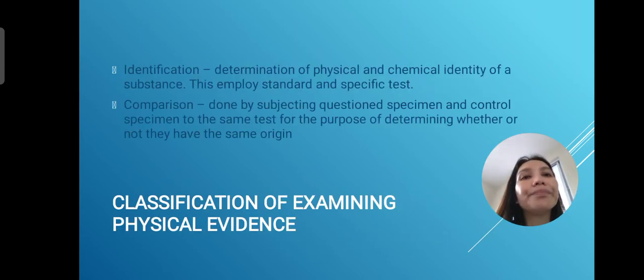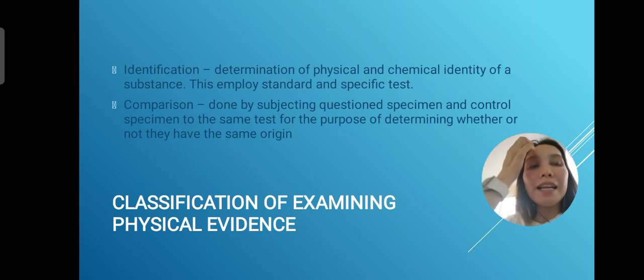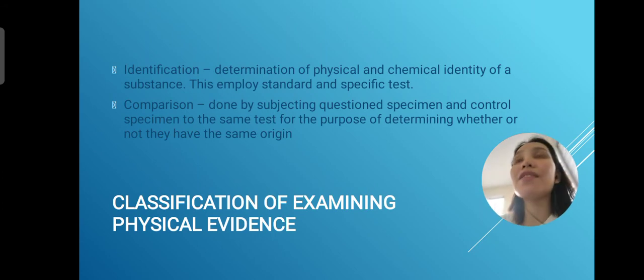Next, these are the classification of examining physical evidence. So, we have the identification. This is the determination of physical and chemical identity of a substance. This employs standard and specific tests. So, sa examination ng dangerous drugs, usually, ang type of examination or class ng examination is identification because we have to determine the presence of dangerous drugs.